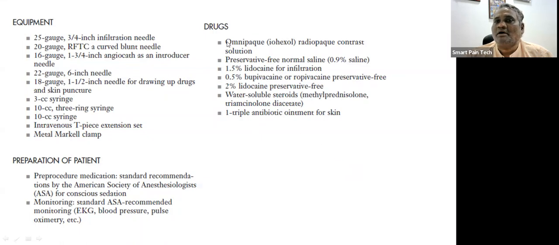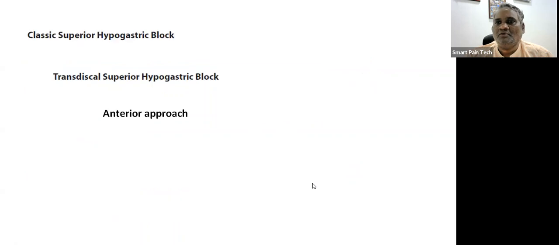One more drug I always forget is Iohexol or Omnipaque. This is a radiopaque contrast. You have to always keep it. Okay. So there are ways of blocking it: the classic superior hypogastric block, the transdiscal superior hypogastric block, or the anterior approach. I usually perform the classic technique, which I will tell you.